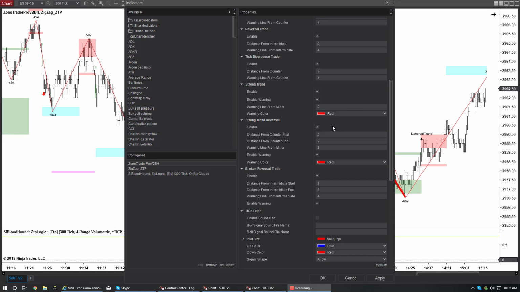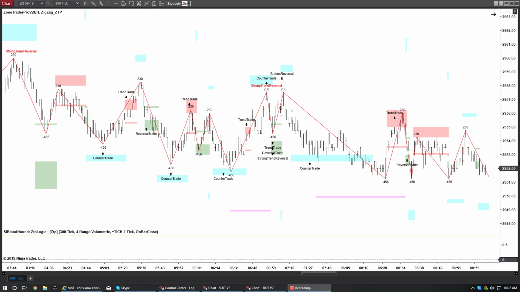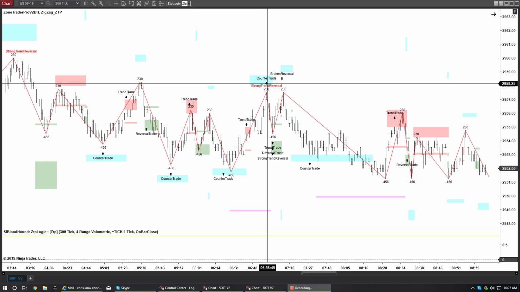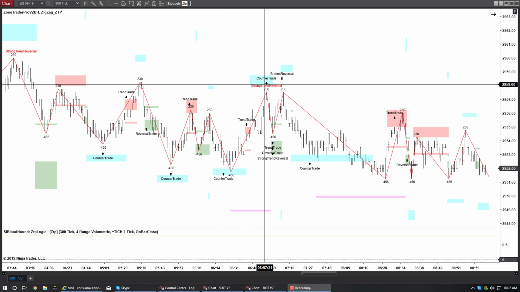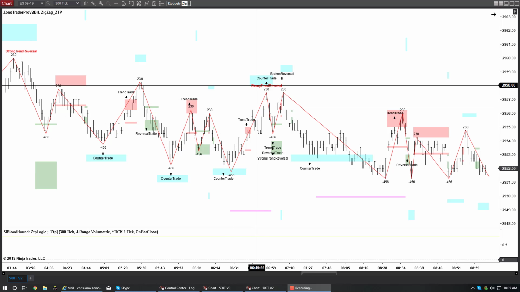The next trade we have is the strong trend reversal, and I'm going to change the values from distance from counter start and distance from counter end. I'm going to change those both to a 3 and enable the warning of the label to appear. So what that means is in a strong trend reversal, we go from a blue zone to a blue zone. And because we can have as many as 7 or 8 points at a minimum between these two values, that's why I've opened it up just a little and said put the value of 3 in there.